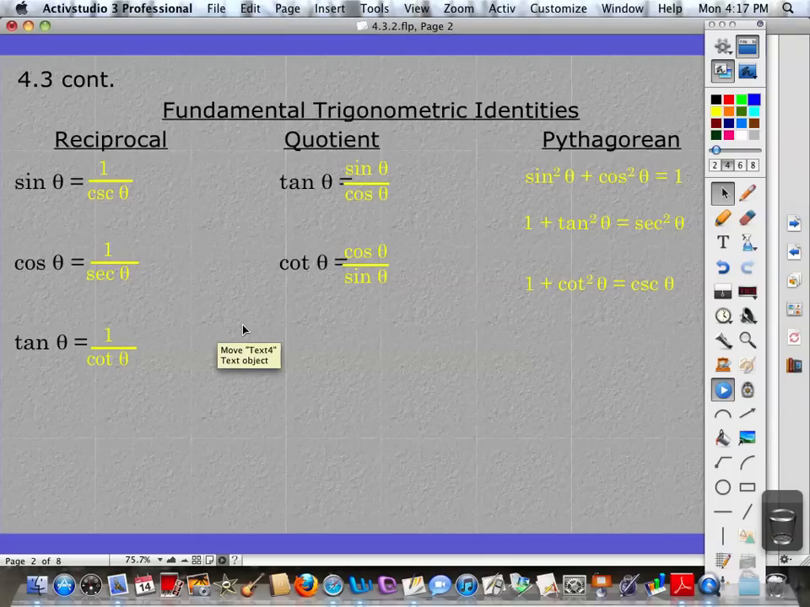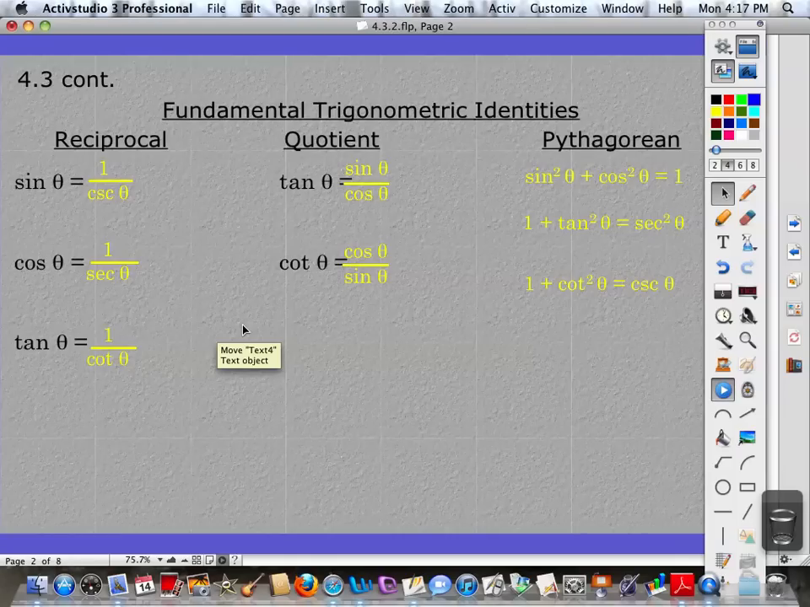Okay, we're going to continue on in section 4.3, and we're going to begin talking about the fundamental trig identities. The fundamental trig identities are basically defining the trig functions in terms of another trig function. And we've really talked about some of these already, the reciprocal properties especially. We've talked about those in the fact that the sine and the cosecant are reciprocals of each other.